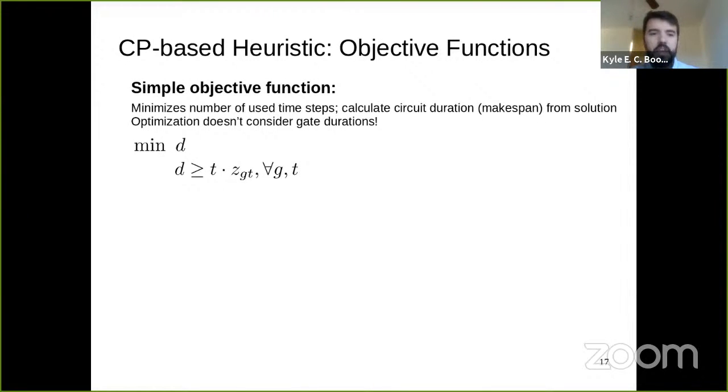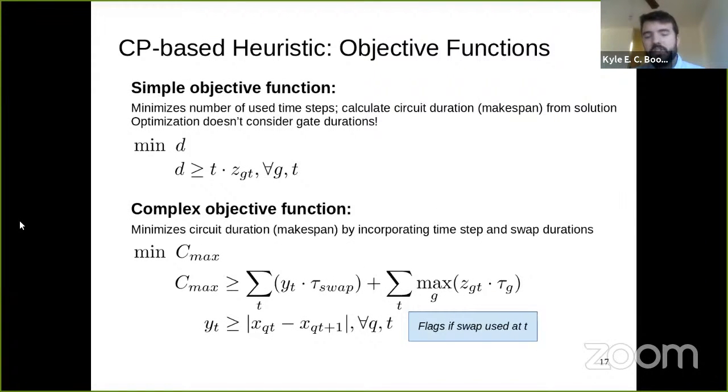that backtracking search. The first is a simple objective function. It doesn't actually consider gate duration at all. All it does is minimize the number of time steps used. And then what we're going to do is, after it's solved the problem, trying to minimize time steps, we're going to take that solution and calculate the resultant makespan from the solution that it comes up with. So we have this variable d bounded below by this expression, which essentially is going to represent the end time of the last implemented ZGT gate. And so we're minimizing the total number of time steps used.